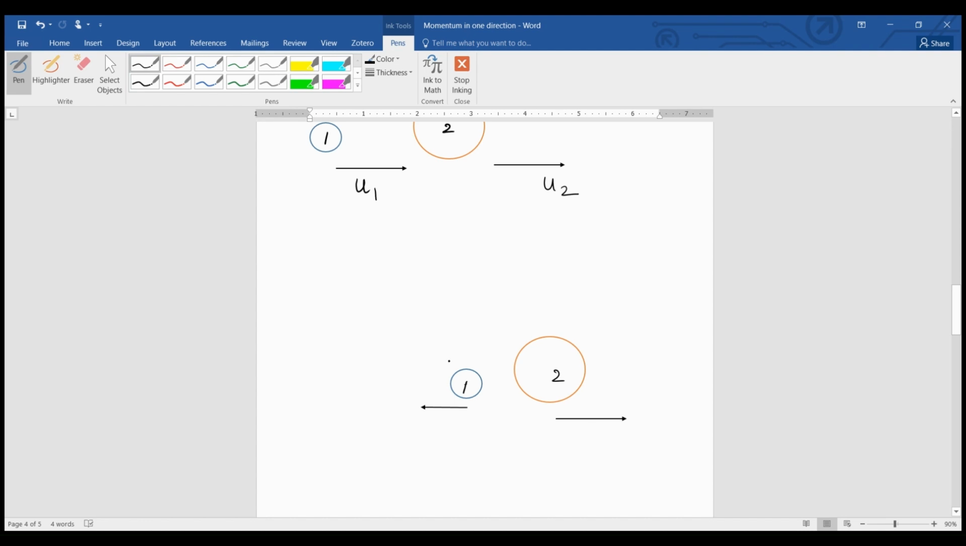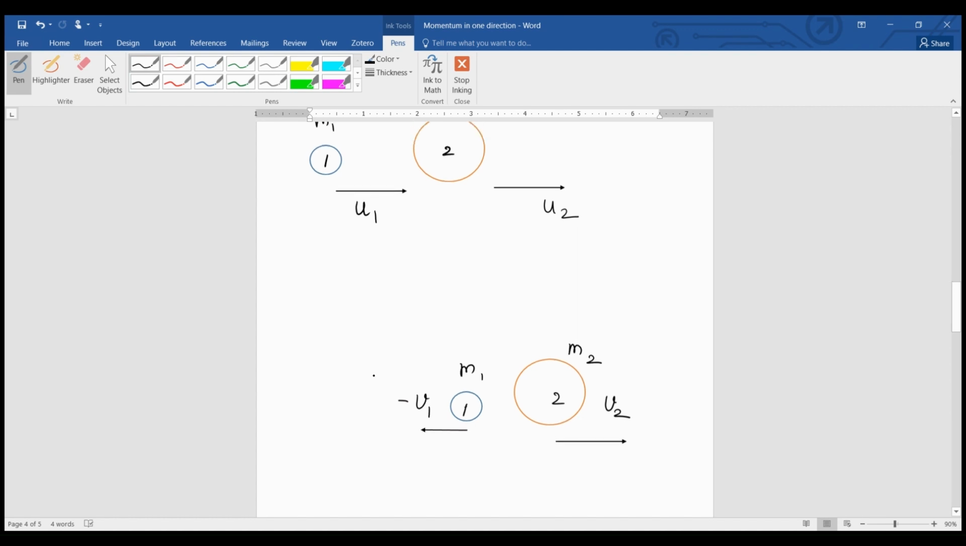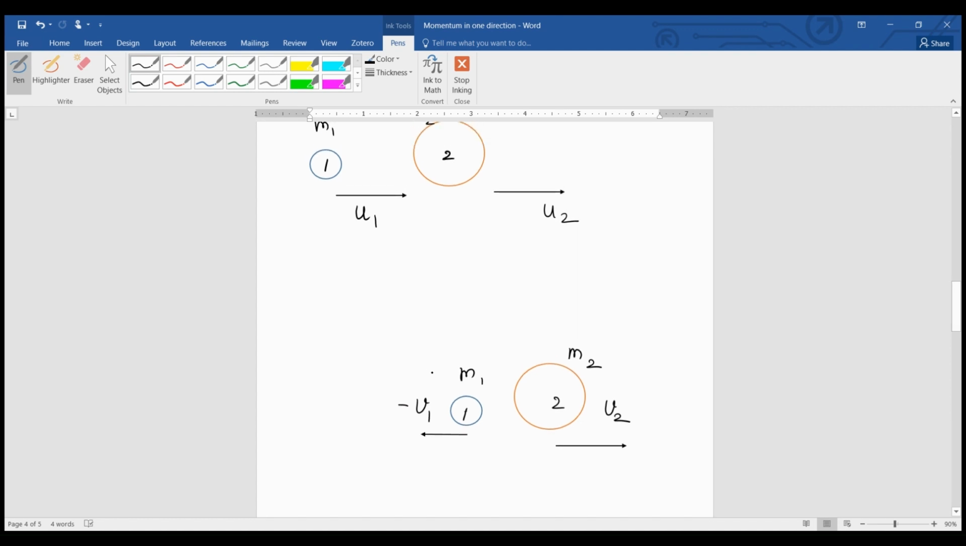Again, let us give some values for velocity. The mass of object 1 is m1, the mass of object 2 is m2. The final velocity of object 2 will be plus v2 because it's moving to the right, whereas the final velocity of object 1 will be minus v1 because it's moving to the left. So in physics, right is taken as positive and left is taken as negative.